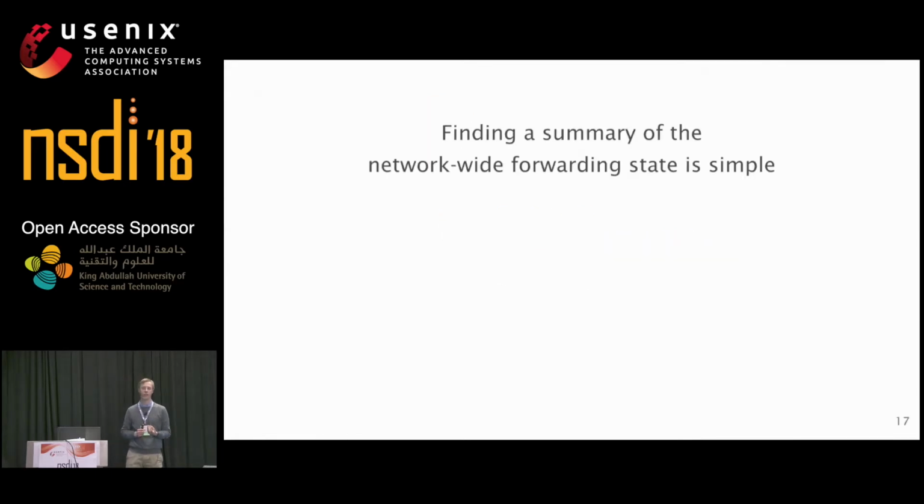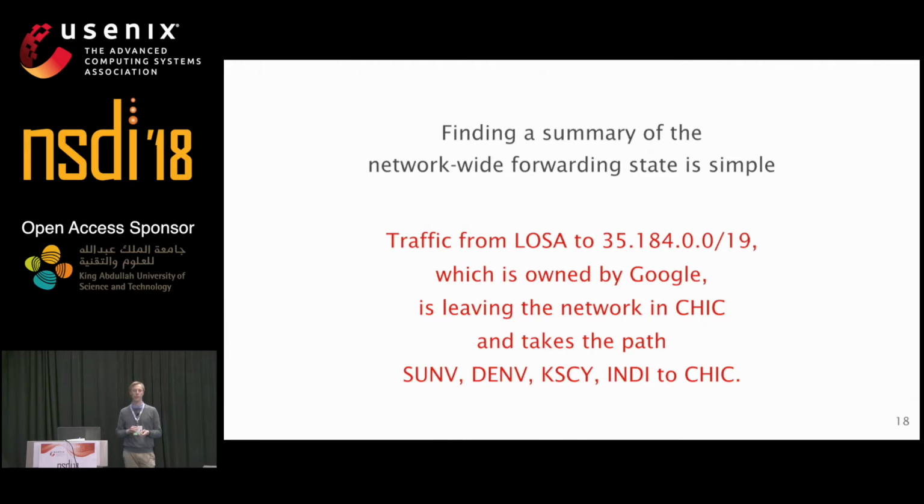If you're just presented with the task of describing the data in natural language, it's quite easy, because you could say traffic is being forwarded. So this sentence covers or describes the data, but doesn't provide you a lot of information. On the other hand, we could say traffic from Los Angeles for that very specific prefix, which is owned by Google, is leaving the network in Chicago and follows that path. Now this gives you a lot of information, but is very specific. So we see there are kind of two extremes. We can be very generic, describe a lot of data, but don't give you a lot of insight. Or we can be very specific and provide you with a lot of details.